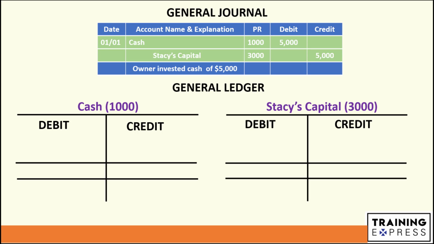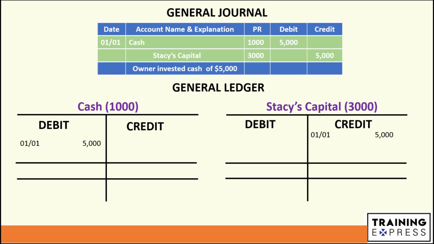Now let's try to link journal and ledger. So in the entry you can see cash is debit by $5,000, and we will do the same thing in the cash ledger. So we will write $5,000 on the debit side. Now you can see Stacy's capital is credit by $5,000. So we will write $5,000 on the credit side in Stacy's capital account.